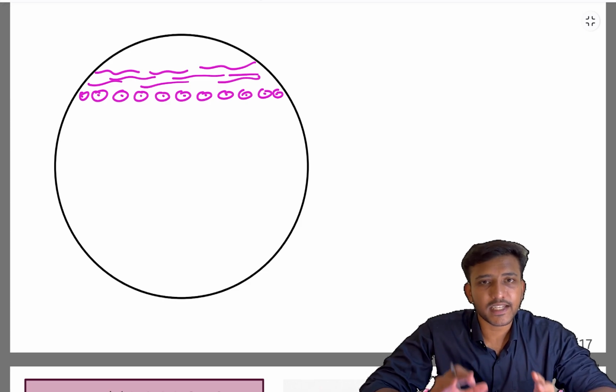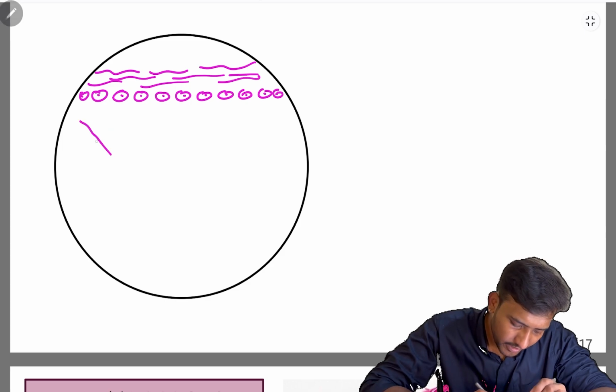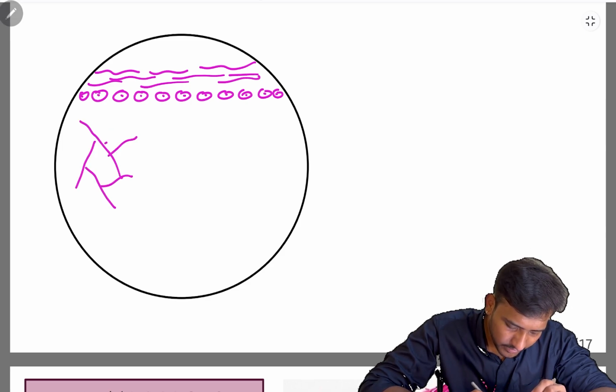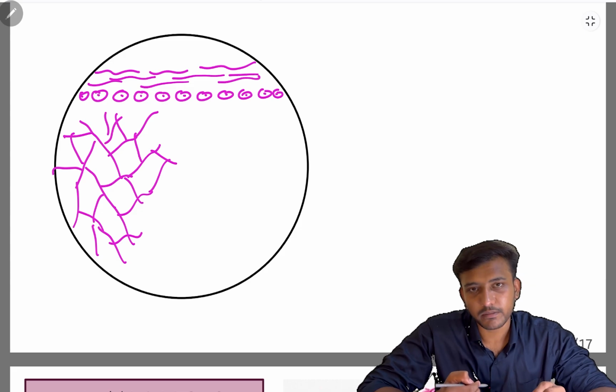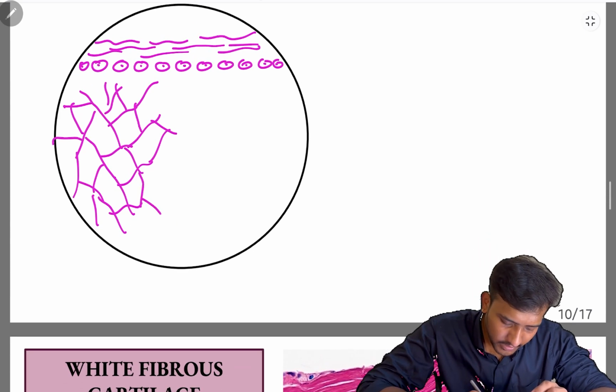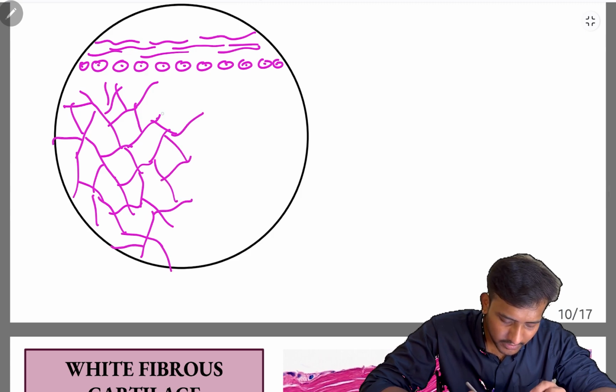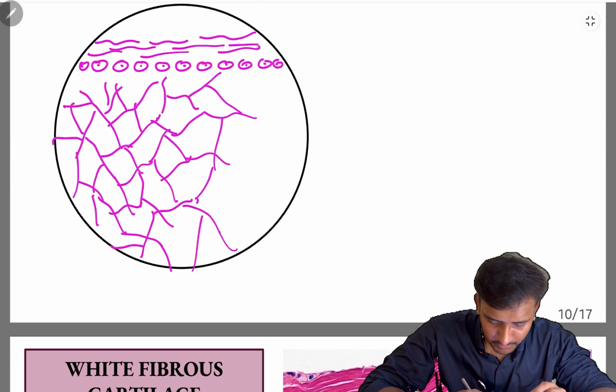Now remember, these elastic fibers are actually arranged in a network form. Like these are your elastic fibers, which are arranged in a network form. Whenever there is a network, we can also name it with one more word. That name is reticular fibers. Reticular is nothing but network-forming fibers. That is why these elastic fibers are also called reticular fibers. They form this kind of reticular meshwork, or let's say a network of fibers, right?